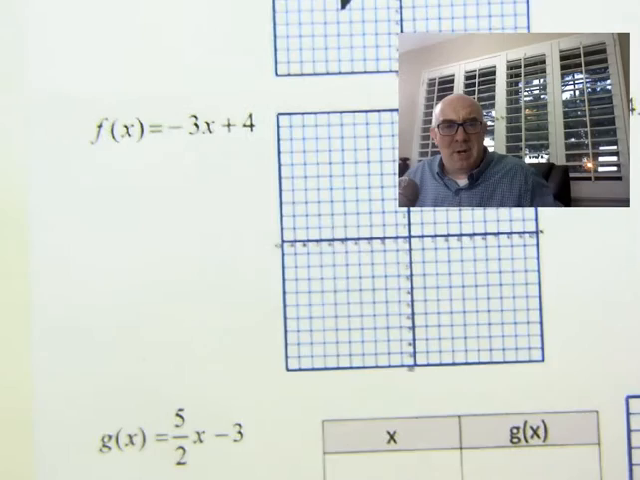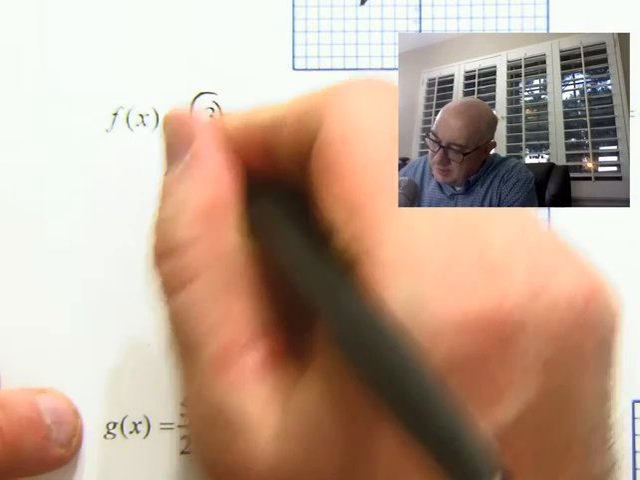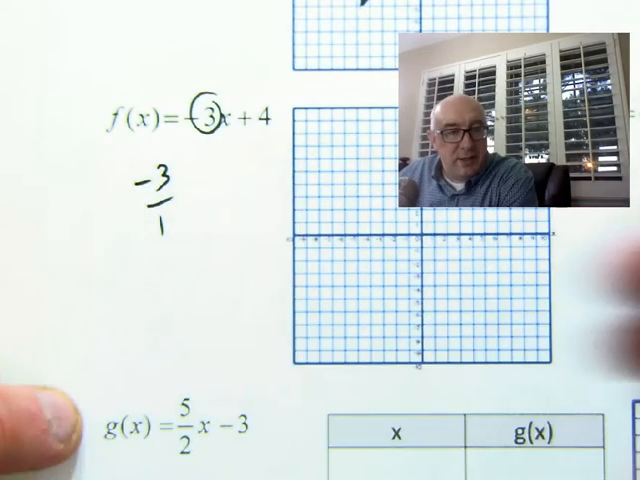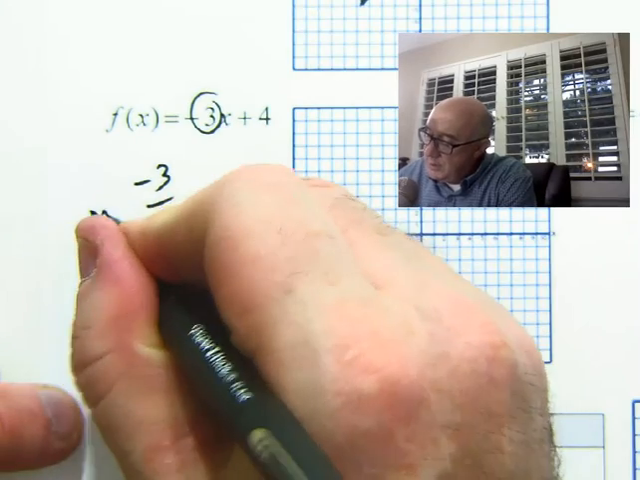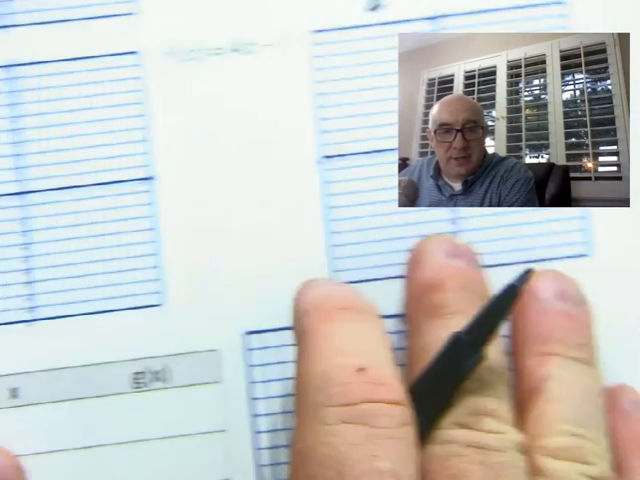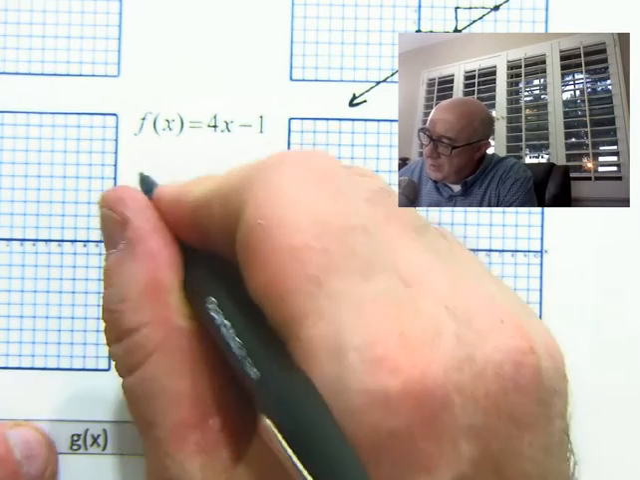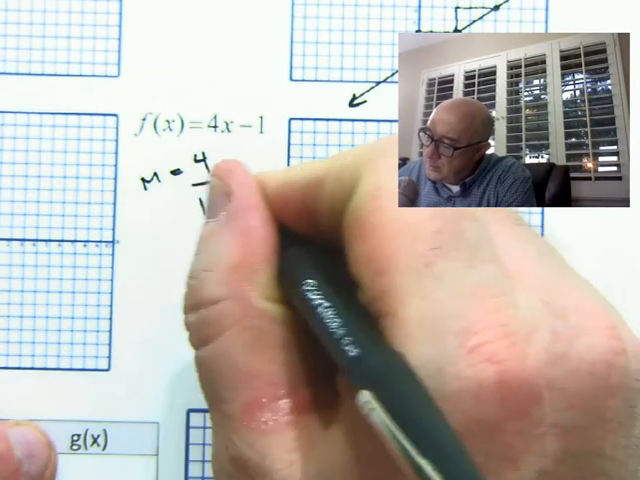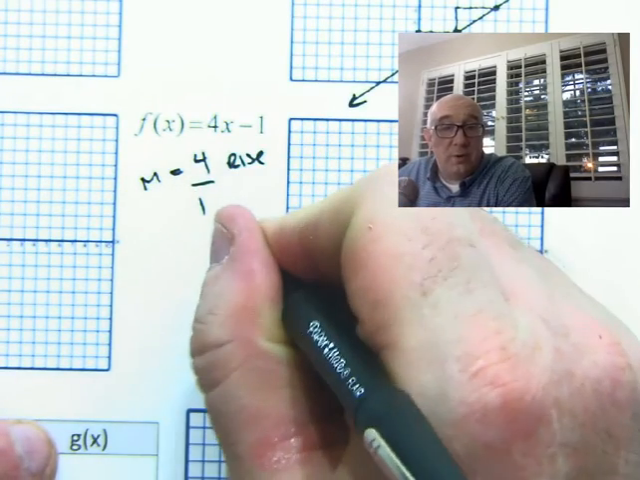I'm not going to graph all of these, but let's just show you. This means -3 over 1. You think of that as your slope. If it's negative. If it's just a number like 4, your slope again would be 4 over 1, rise over the run.